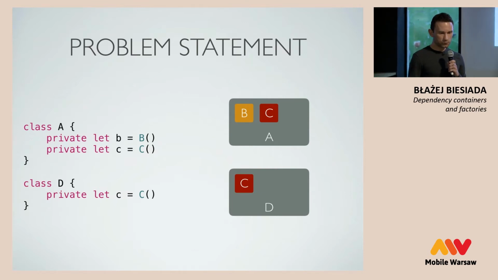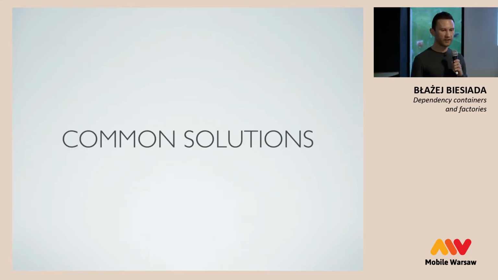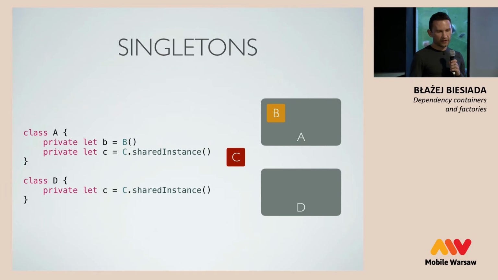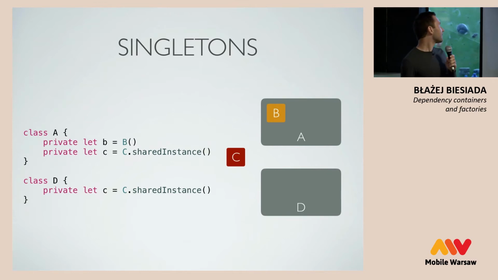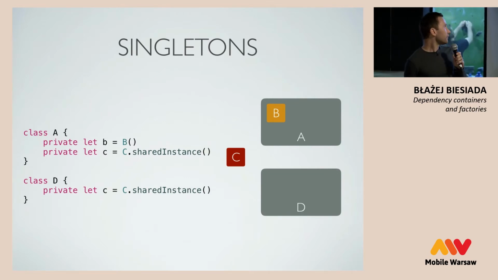So that should be easier for you to understand what I'm trying to propose here. But before I propose what I recently started doing in my projects, I wanted to go through a common solution that I've seen. So obviously, singletons. I'm pretty sure everyone has seen those. This is one way to solve the issue of managing dependencies between objects.